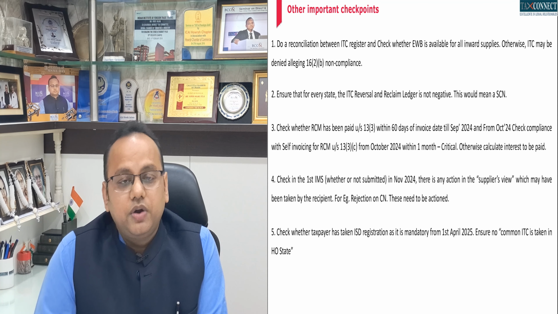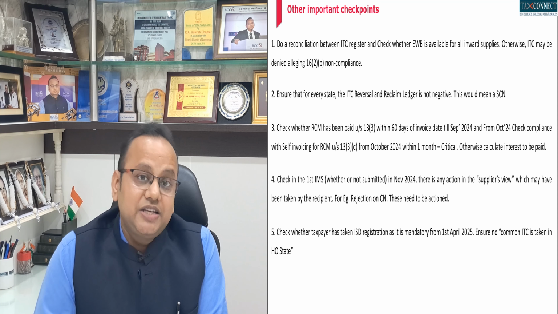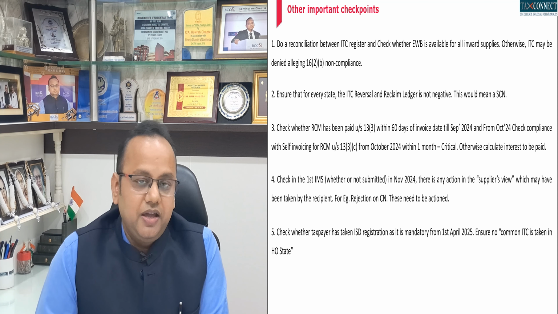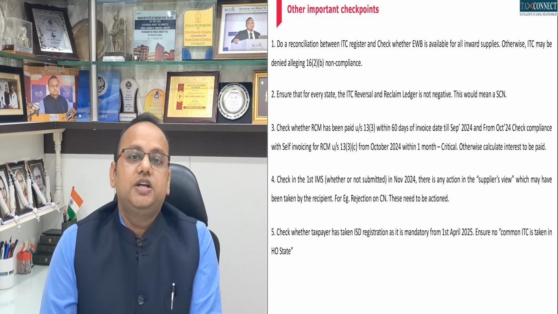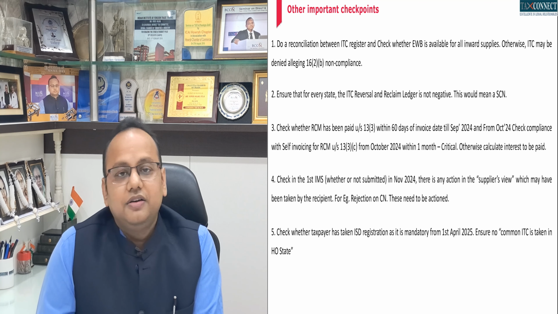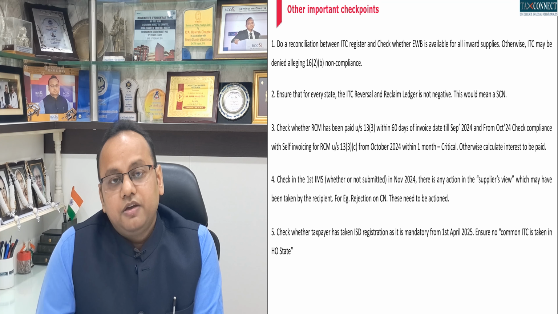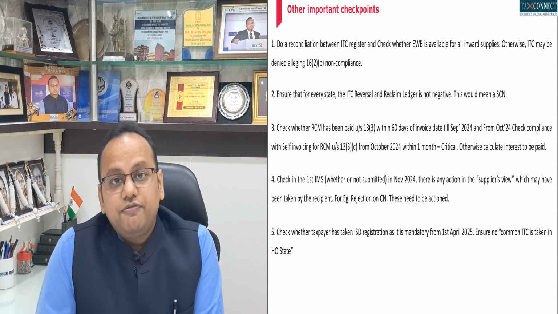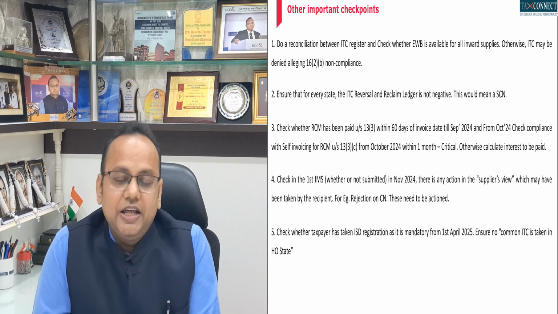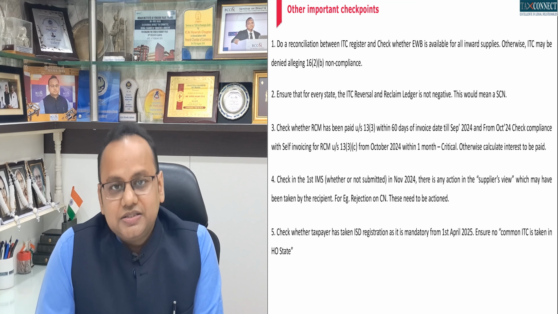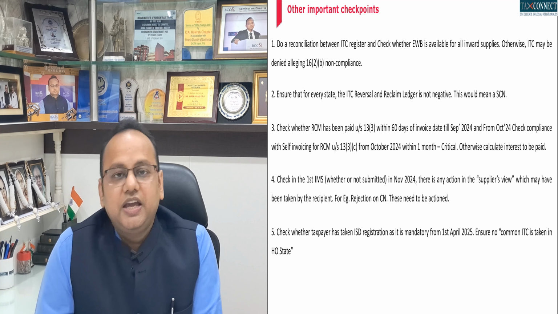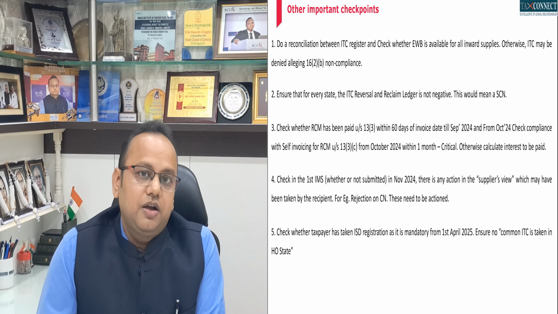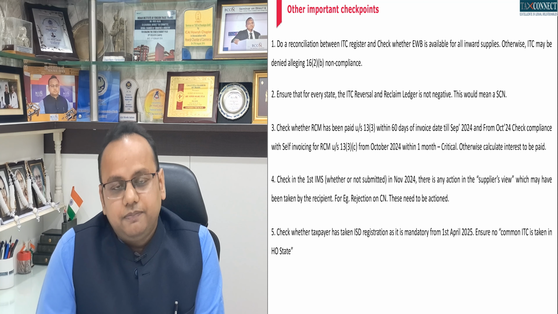31st of October 2024 was 60 days from the date of the invoice of the supplier. So in case the transporter's invoice date is 1st of February 2024, then within 60 days you should have paid the RCM and of course taken the credit if eligible. Otherwise, interest would require to be paid under 13(3).